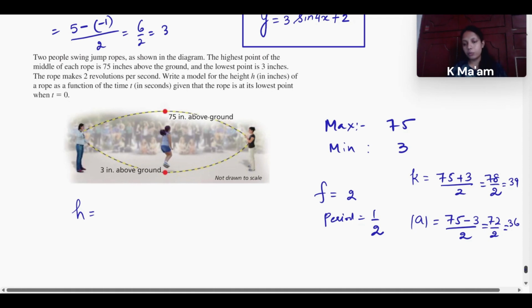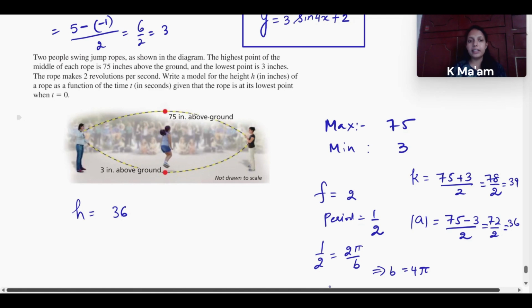The period is 1 by 2 and the formula for the period is 2 pi over b. What is b? From this, b is equal to 4 pi. Let's write the function. Height is equal to 36.